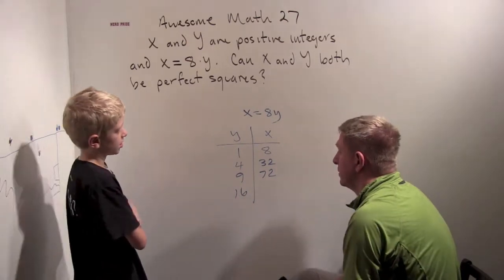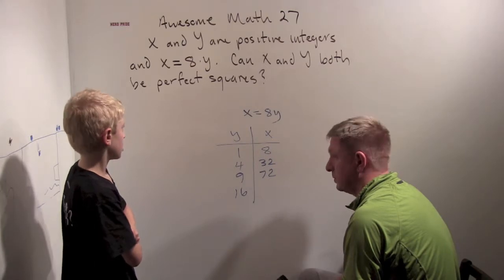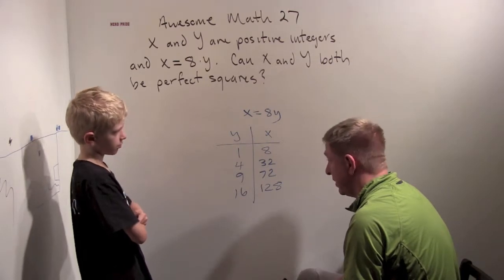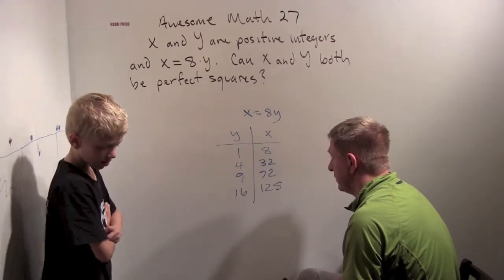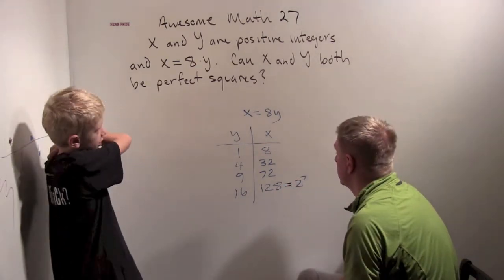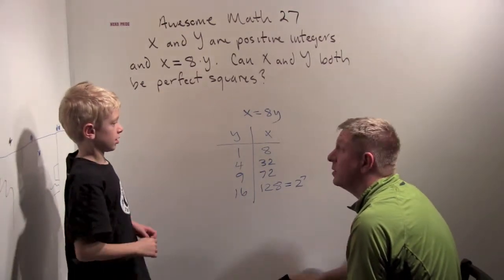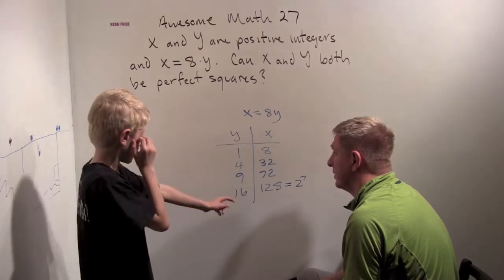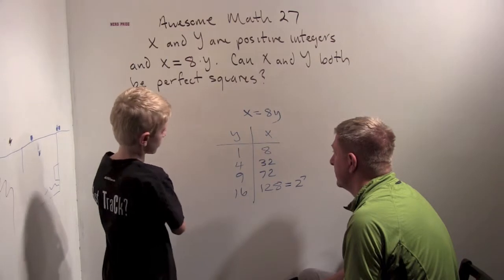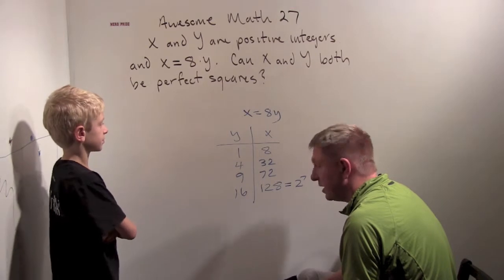Alright, what about 16 times 8? That would be 128. 128 is a power of 2. It's 2 to the 7th. But in order to be a perfect square, you have to have an even number of powers. Even power, interesting. So what are you starting to think might be true here? They can't both be perfect squares. Okay, it looks like they can't both be perfect squares.